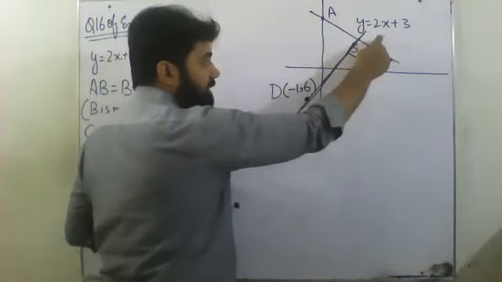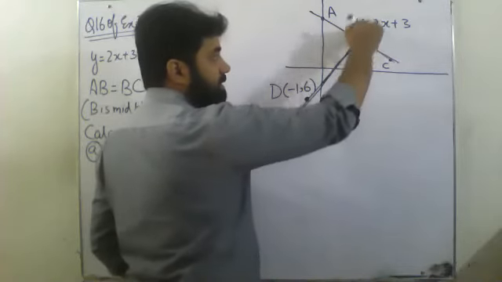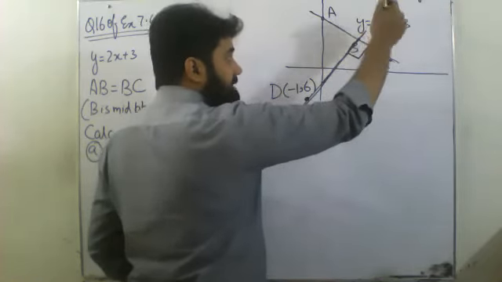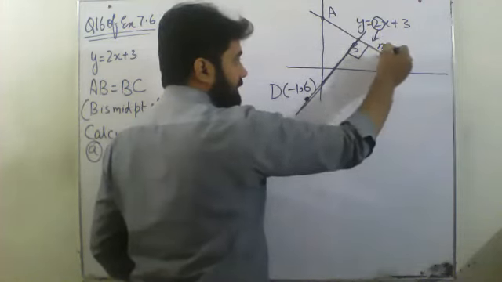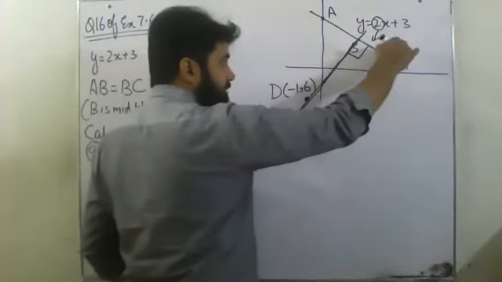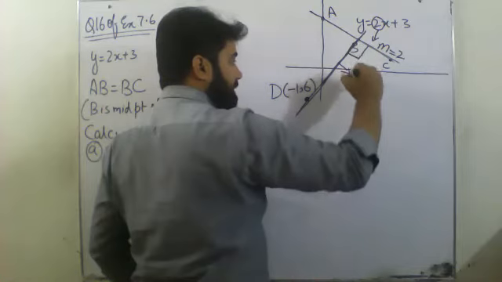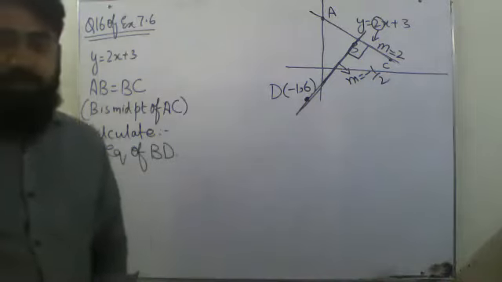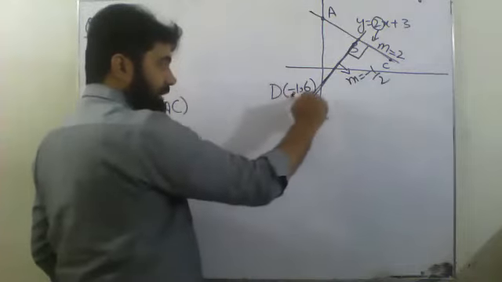So first of all, you have to find the gradient of this line. With y as the subject, on the other side I have two terms, one of them in terms of x. So the coefficient of x will be the gradient of this line, m equals 2. And as this line is perpendicular, if it is m equals 2 for this one, the gradient of the other line will become m equals minus 1 over 2. So now I have got the gradient of this line, minus 1 over 2.